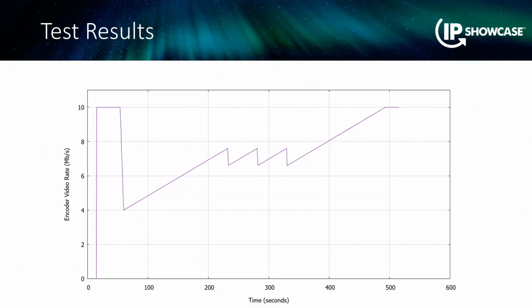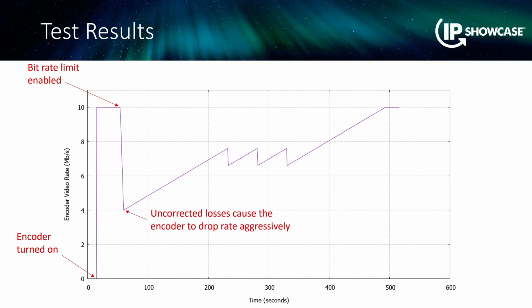So this is one test. This is time, and this is the encoder bit rate. So what's happening here? I turned the encoder on, so it was off. I turned it on. In here, I enabled the bit rate limit. And then there's uncorrected packet losses because it was an abrupt bitrate change. The encoder goes, ooh, things are bad. Because I'm losing packets, I'm requesting those packets, and those packet requests will cause more packet loss. Things are bad. I go down very fast.